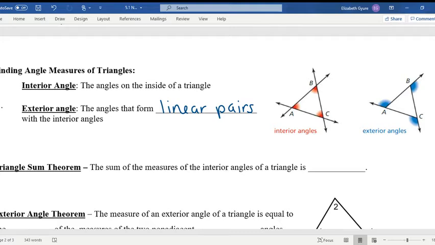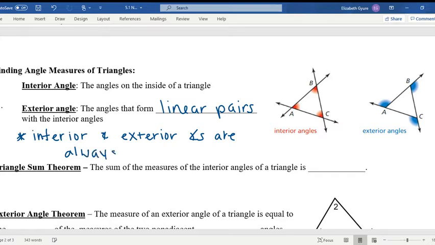So something, and please write this down. Please add this into your notes. Interior and exterior angles are always supplementary.